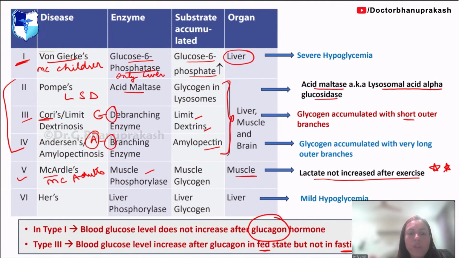There is no need to do any other type, only these 6 types are important. Most of your questions are from this only. Especially FMGE exam, there's no need to do any other rare type. This is enough.